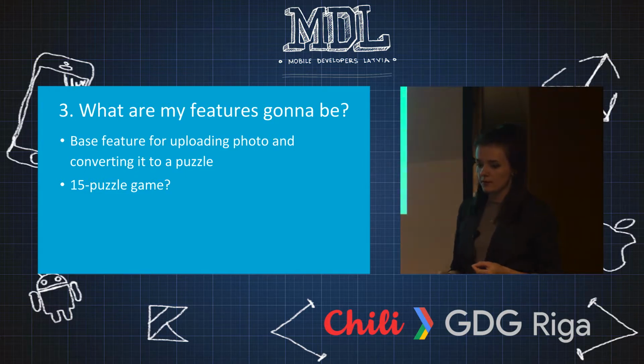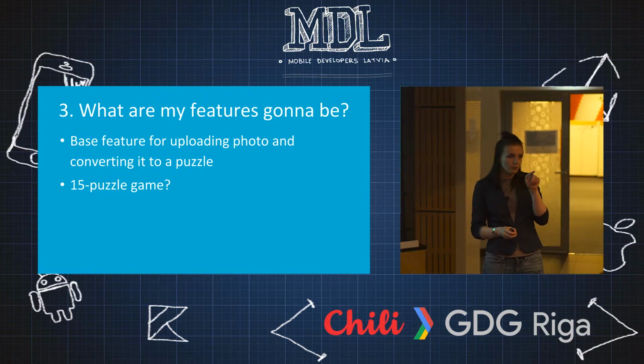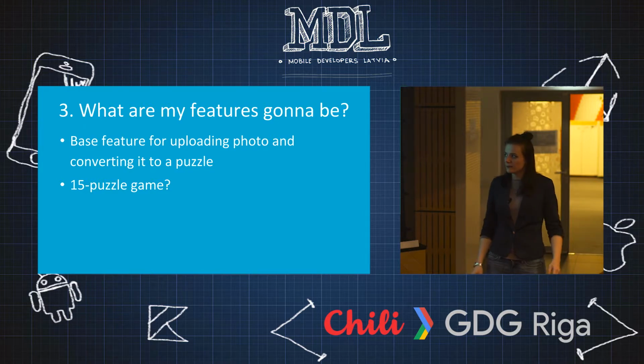In my app, it was pretty simple. The app lets the user upload a picture that they have on their device and press a button, and it becomes a puzzle. Then I was thinking, maybe in future I'm going to work further on this app. Maybe I want to make a game 15 where the user can move those puzzle pieces and put them together, and then it gets all mixed up again. This can be my possible future features.